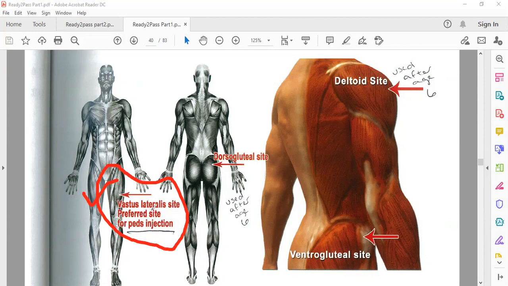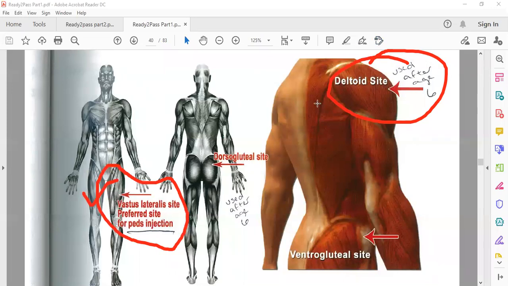If older children or adults, we use the deltoid muscle. This is the deltoid muscle for older children or adolescents. Something very important we have to know for the board exam: when you give the vaccine or immunization, always keep the documentation, right? So documentation is really, really important for the patient.